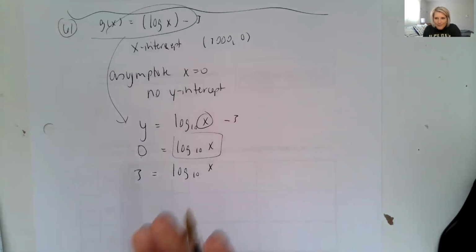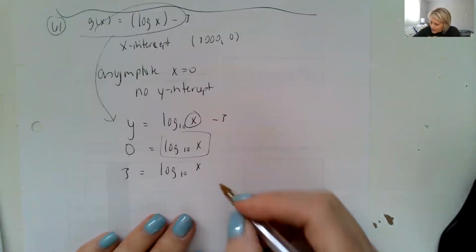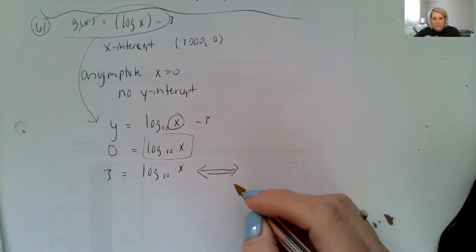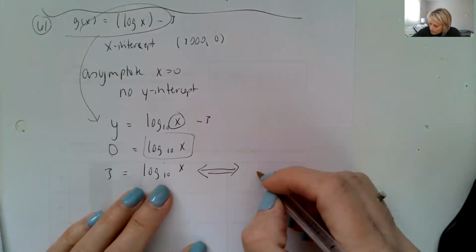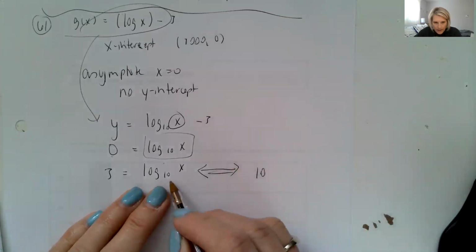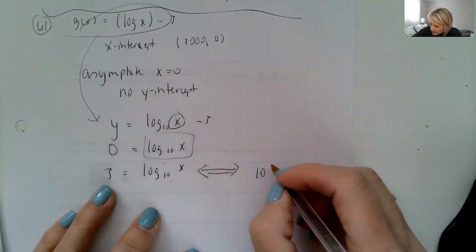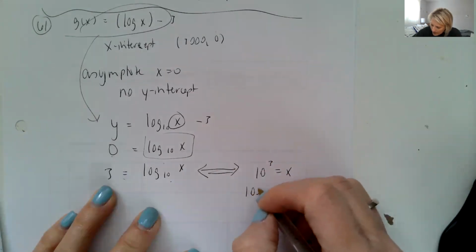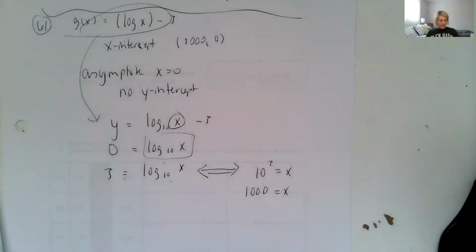because now we have an exponential setup, right? We can take this log statement and put it into an exponential statement because these equal each other. So this is really base 10, right? So 10 to the third equals x. So x equals 1000. So one of probably the easiest x-intercepts to find. Pretty cool.